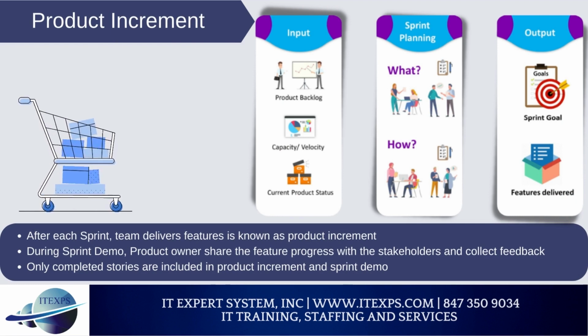Product increment. After each sprint, the team delivers features, known as the product increment. During the sprint demo, product owners share the feature progress with the stakeholders and collect feedback. Only completed stories are included in the product increment and sprint demo.